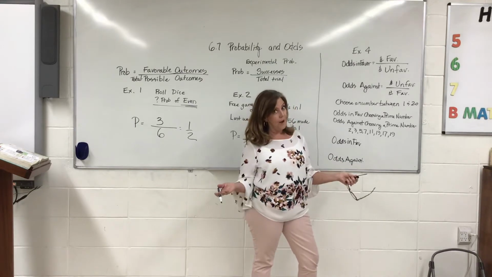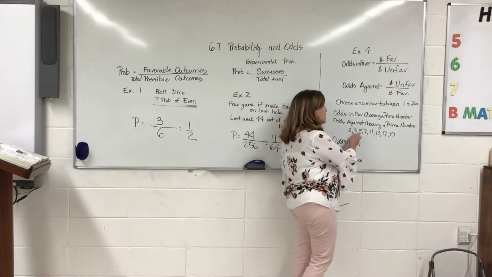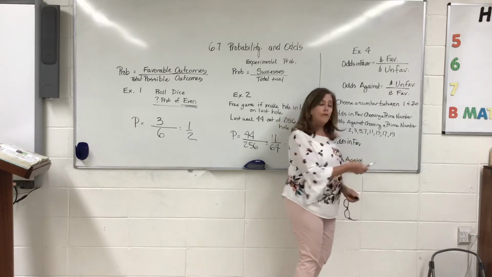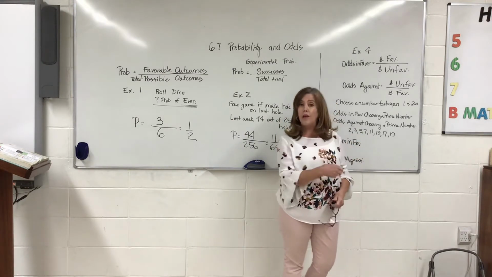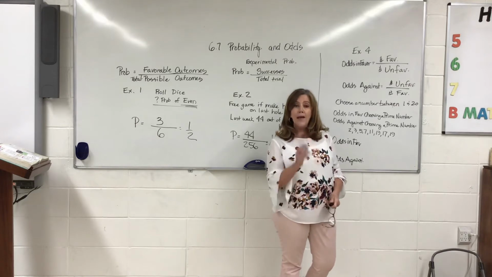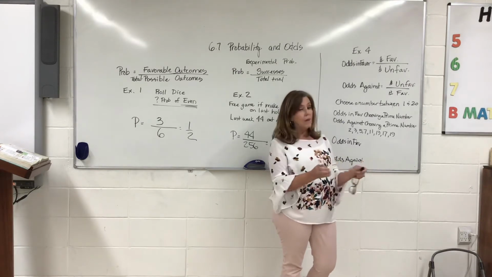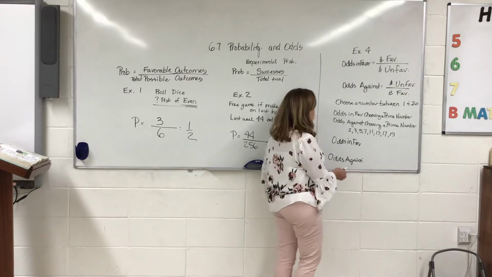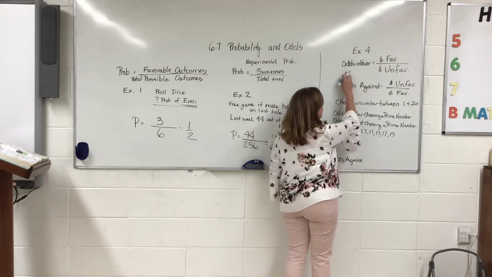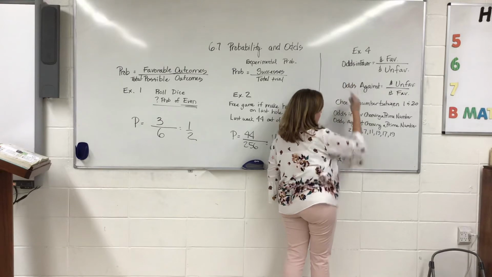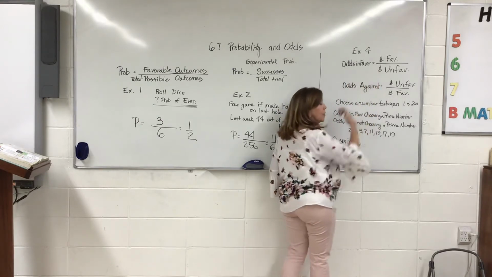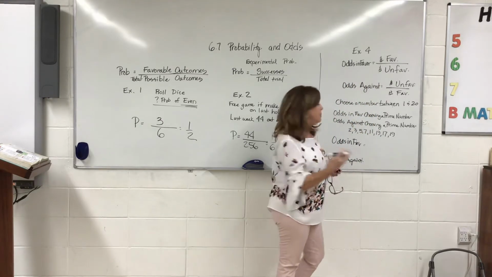First, you got to know your prime numbers. 2, 3, 5, 7, 11, 13, 17, 19. If you count all those up, there are 8 prime numbers. Remember, 1 is neither prime nor composite. Okay, so here's my formula. Odds in favor equal the number of favorable. We already said there were 8 prime numbers.